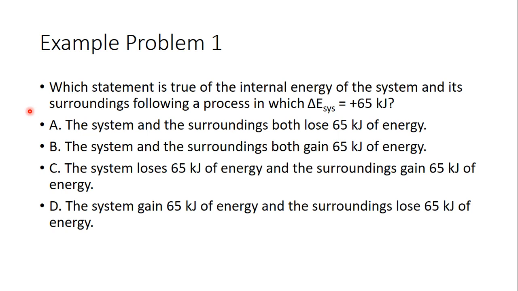So let's just check our understanding here. Think about this question. What statement is true of the internal energy of the system and its surroundings following a process in which delta E system is 65 kilojoules? Take a second and pick one of the answers. All right, the answer is D. Our system has a positive number, so it gains 65 kilojoules of energy. And since we gain energy, the surroundings must lose the same amount of energy, 65 kilojoules.